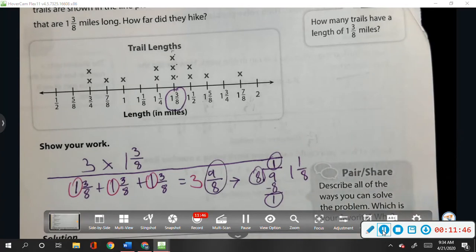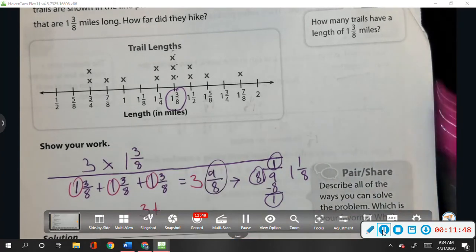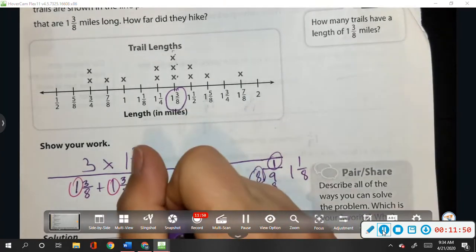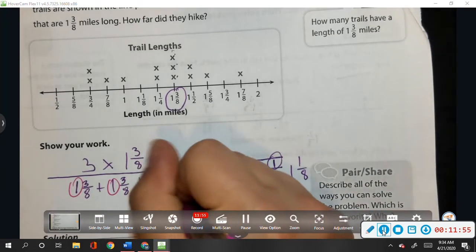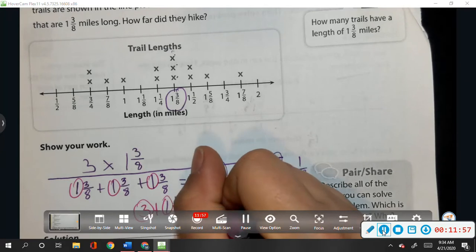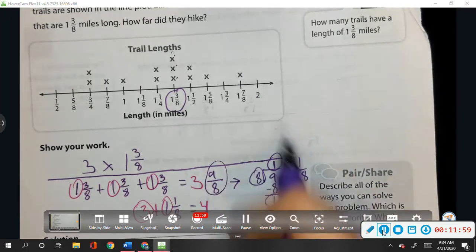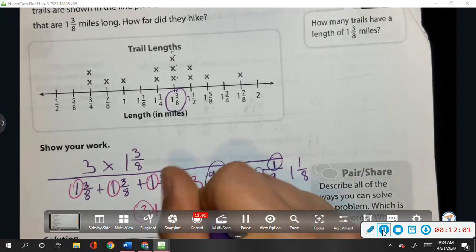And then we just go back down here and we add 3 plus 1 1/8. We add in our whole numbers. 3 plus 1 is 4, and then we just bring our fraction over because we're not adding our fraction to anything.